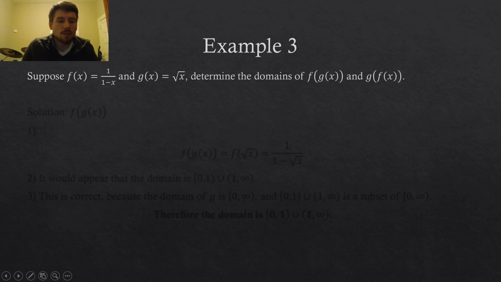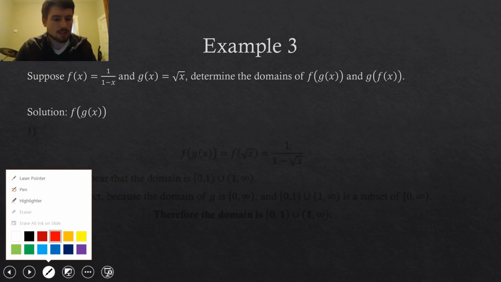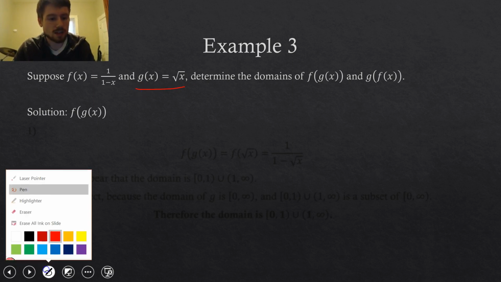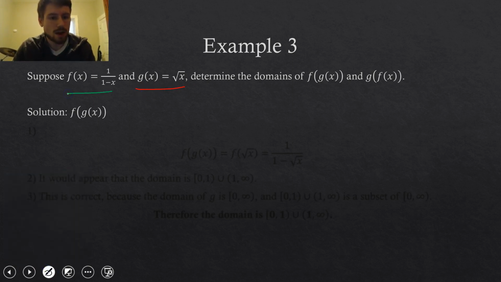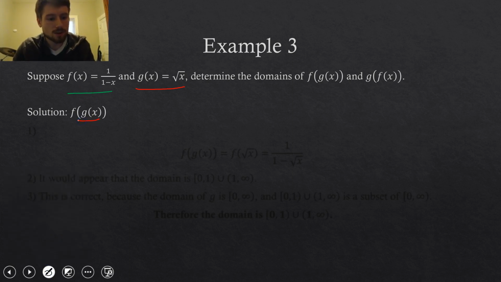Okay, so now we've got two functions, f of x equals 1 over 1 minus x and g of x equals square root x. Let's look at the domains for these two functions, for f of g of x and then the swap, g of f of x. Okay, so starting with f of g of x, again, I like putting these colors in here so it's easy to see. We'll use red for g in this case and green for f, and so our outer function is f and our inner function is g.